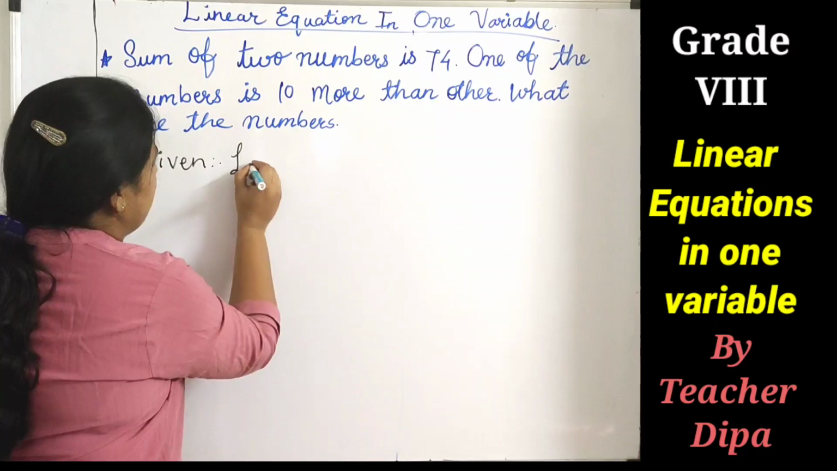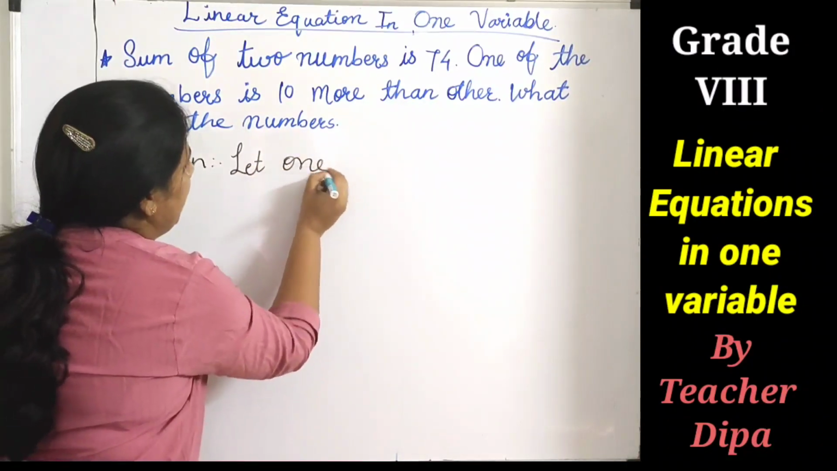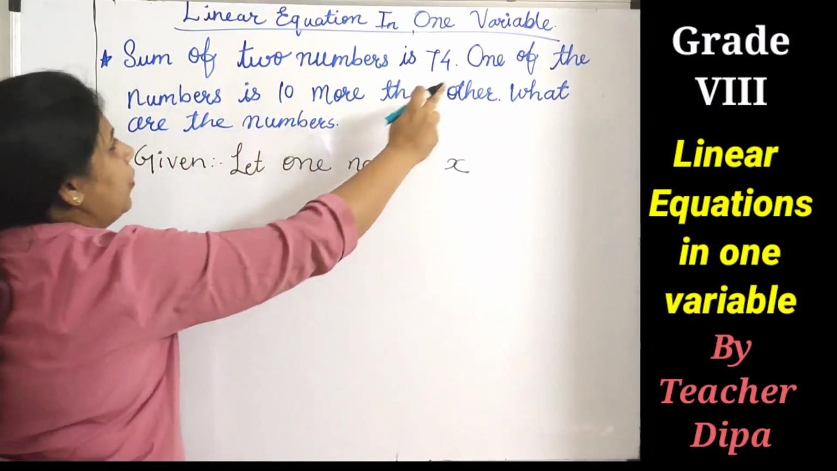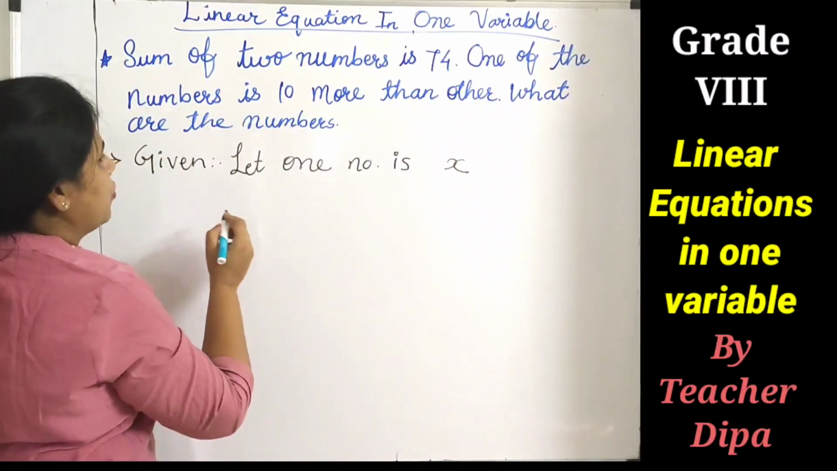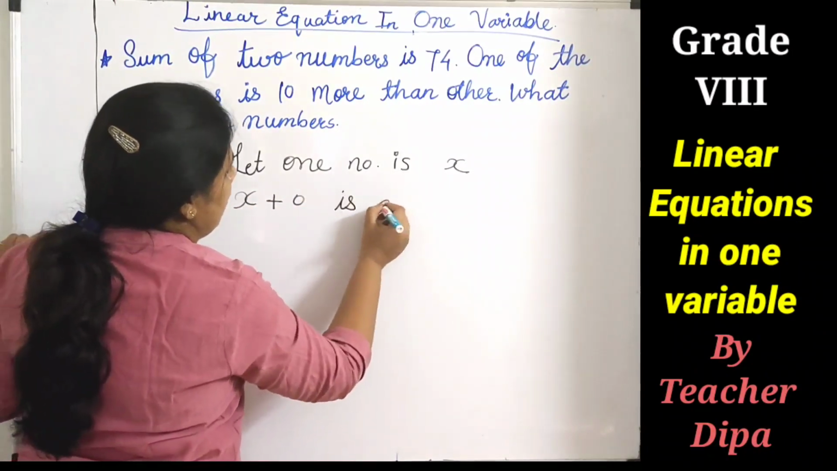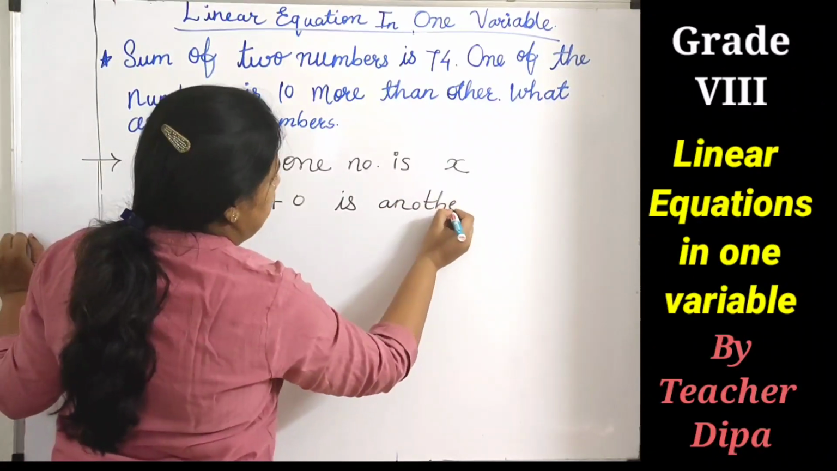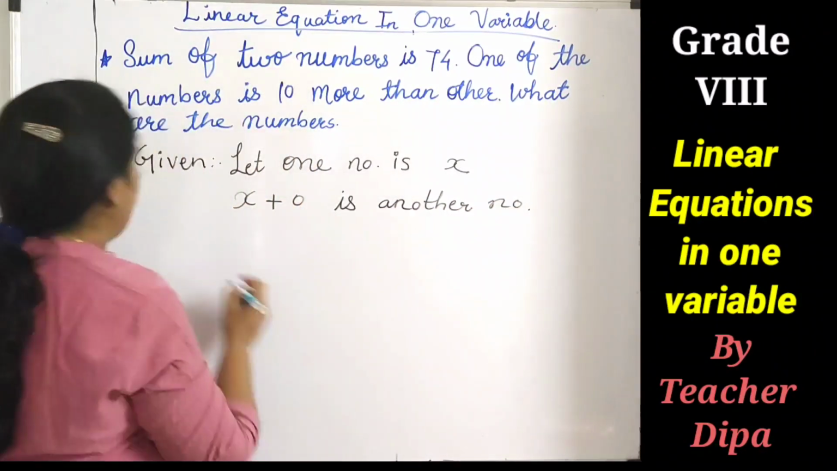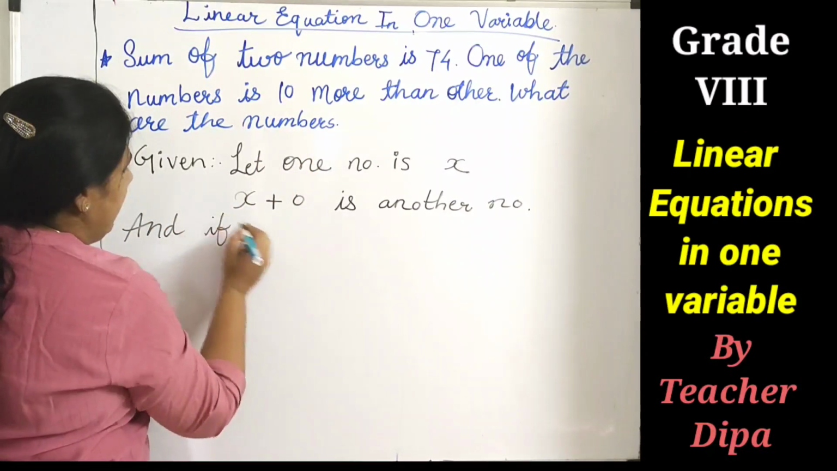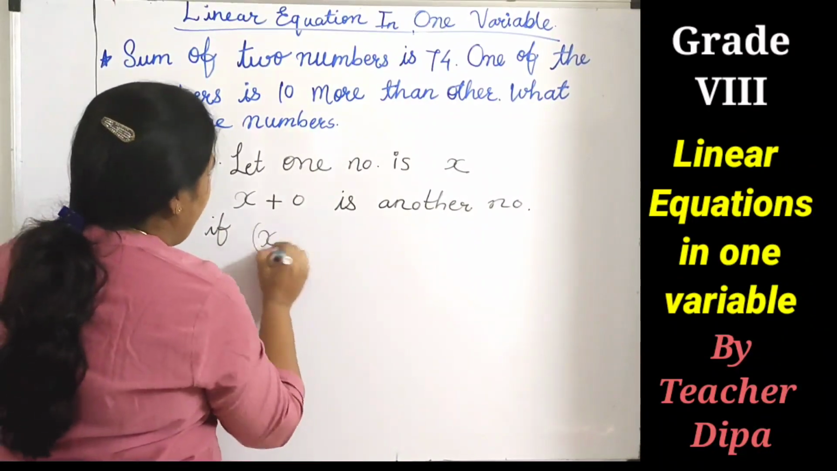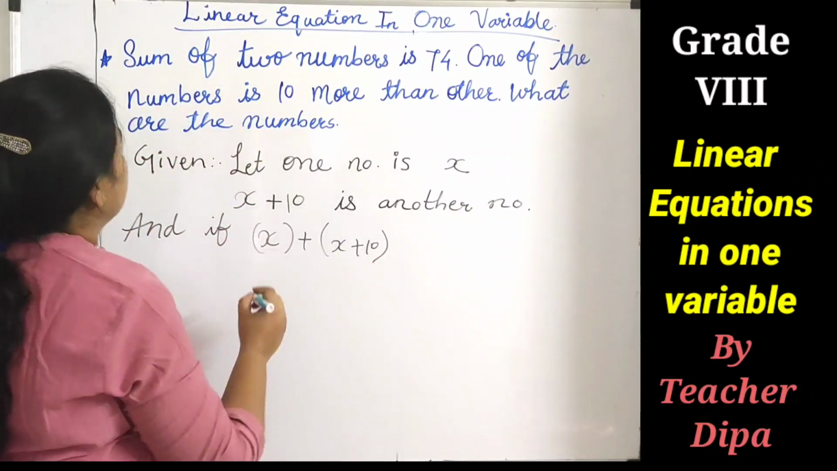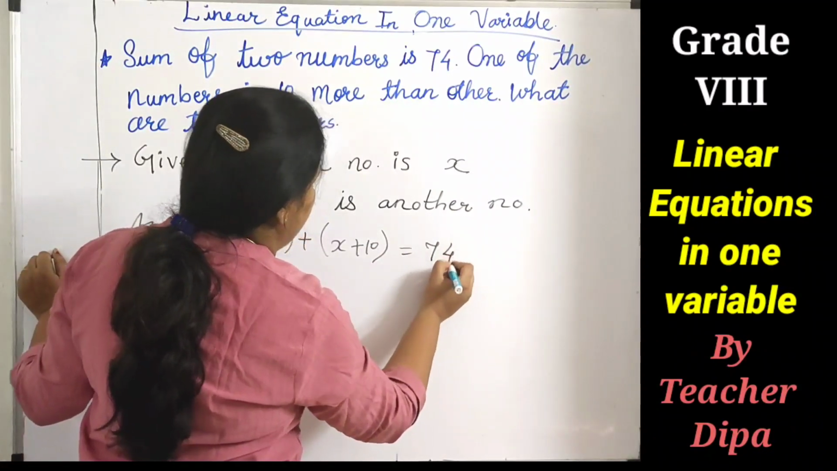So let one number be x. So what is given to you? One of the numbers is 10 more than the other. So the second number will be x plus 10. And again, what they have told you: if x and x plus 10 are added, it will give you 74.